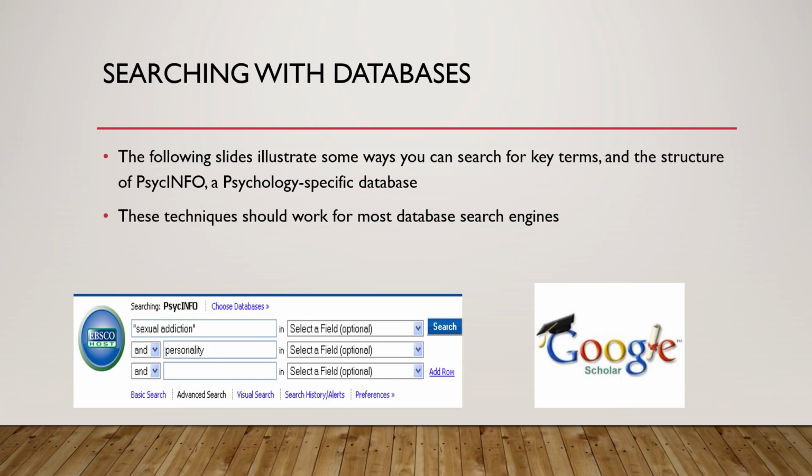So in order to showcase how to use the database, I'm going to be using screenshots from PsycInfo, which is a psychology-specific database. You're going to be typing in key terms. You're going to be using different drop-downs so that you can find what you're looking for. But these techniques should work for most database search engines, whether it's EBSCO or Google Scholar or Web of Science. Any of those will use the same kind of strategies that we're going to talk about here.